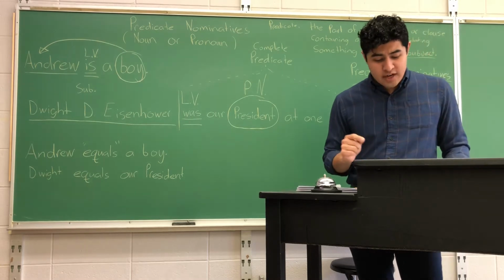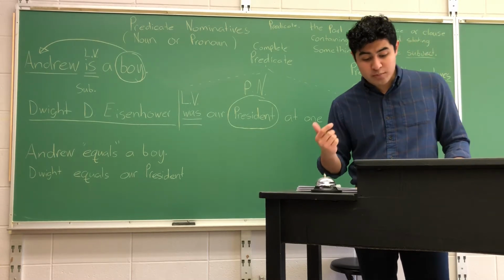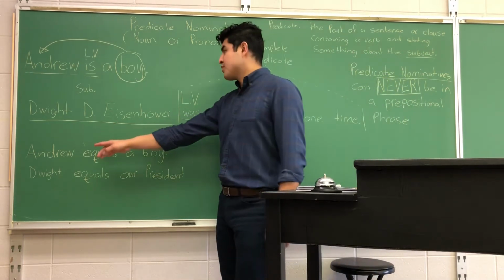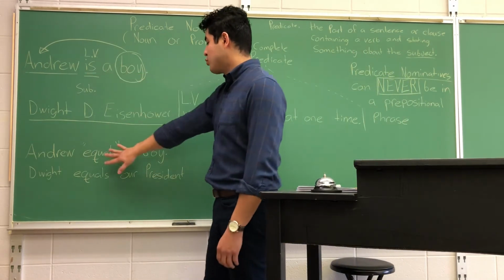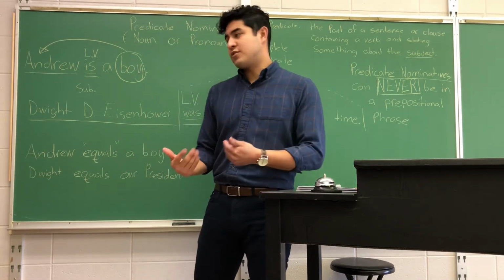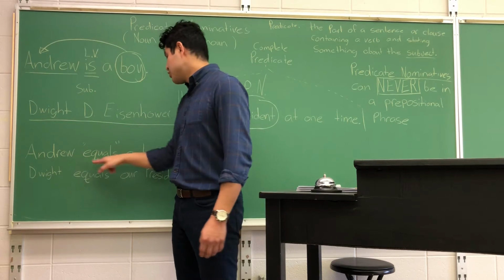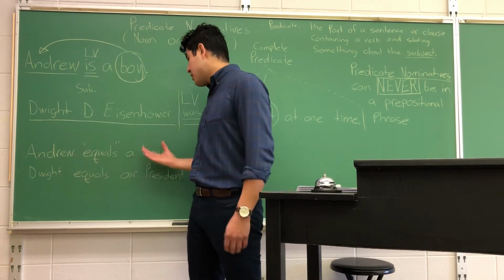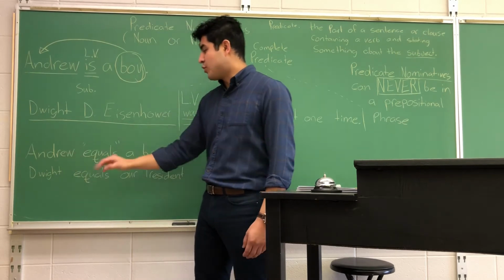To test whether or not a word is a predicate nominative, try to replace the verb with the word equals, which is what we did here. Okay, so instead of writing our linking verb, we've substituted it with the word equals, and we're going to see if the sentence makes sense. So, Andrew equals a boy. Does that sentence make sense? It does, because a boy is renaming Andrew, so they're equal.